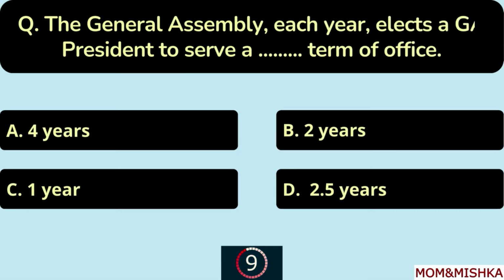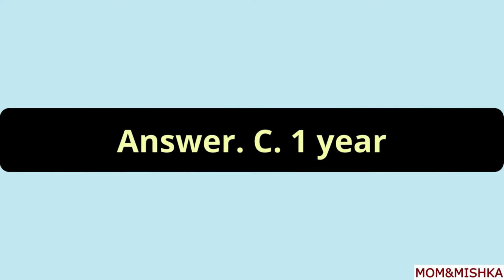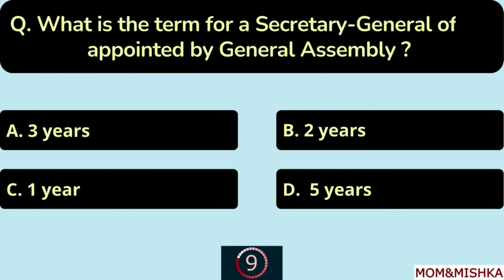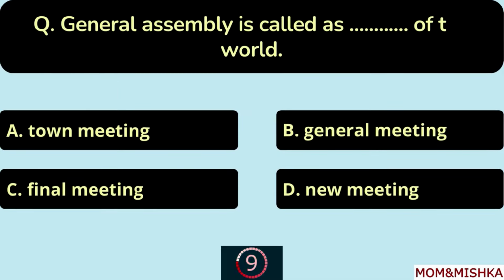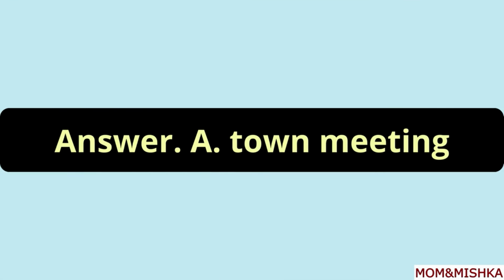Option B. The General Assembly each year elects a GA President to serve a blank term of office. 1 year term of office, option C. What is the term for a Secretary General of the UN appointed by the General Assembly? It's 5 years, option D. The General Assembly is called the blank of the world. It's called the town meeting, option A.